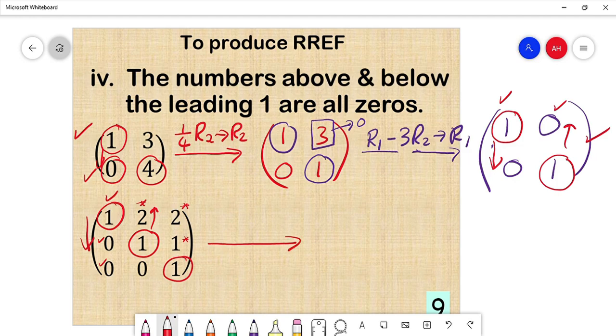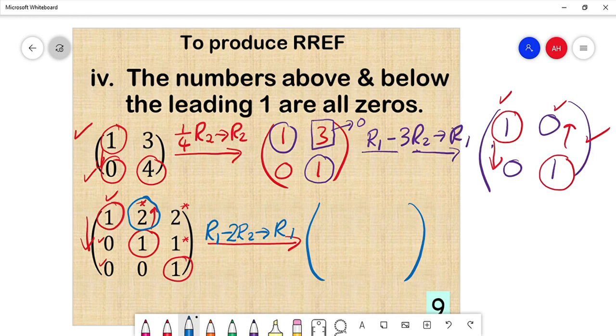Alright, so for this matrix, let's change this number first to 0. How do we make this number 0? What we have to do is add row number 1 minus 2 multiplied by row number 2, and we write down the answer in row number 1 and see what happened.